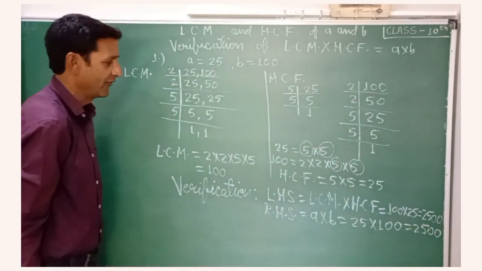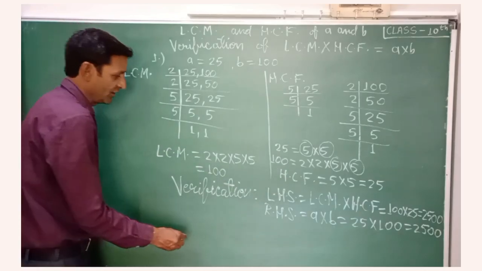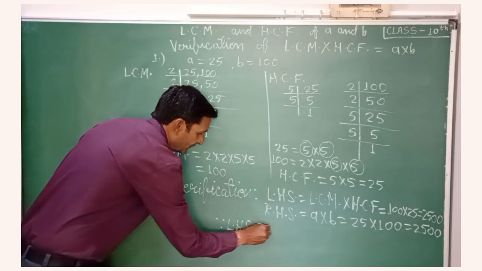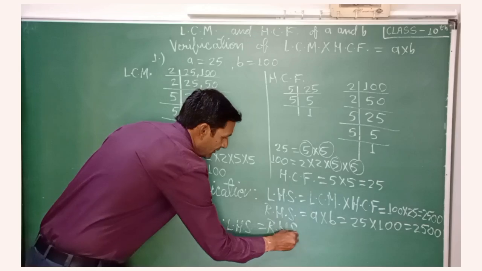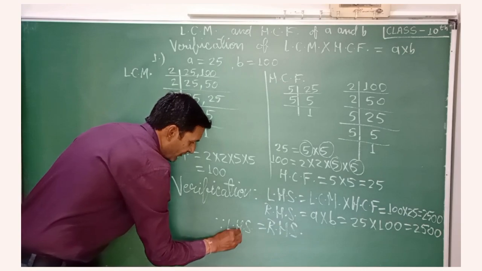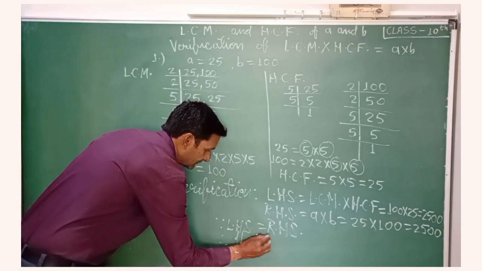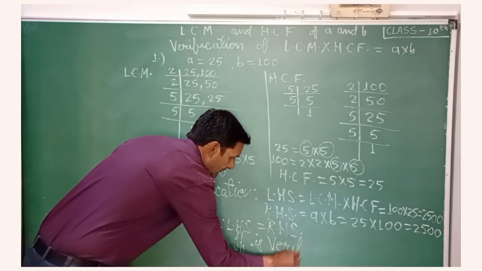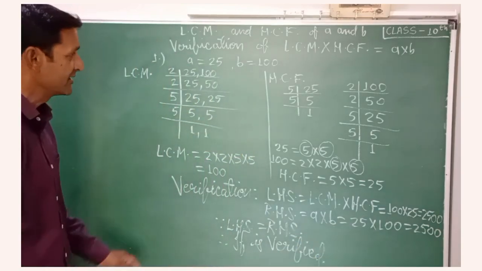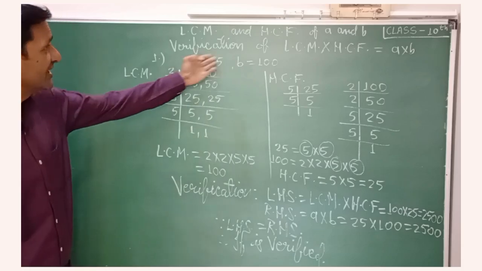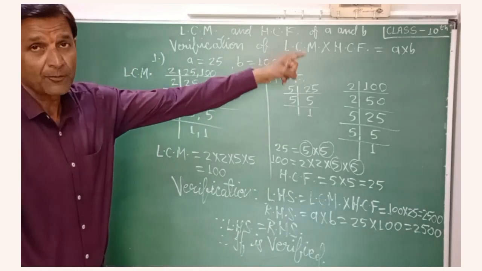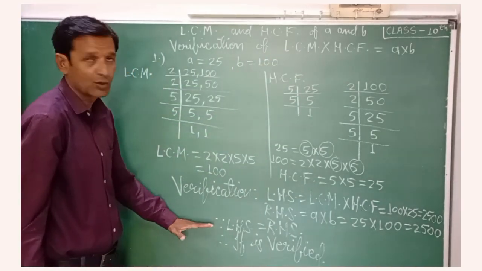So in both the cases we have got 2500. So because LHS is equal to RHS, therefore it is verified. So this is the easiest way to prove that the LCM and HCF product is equal to the product of these two numbers. So here only I am concluding my lecture.